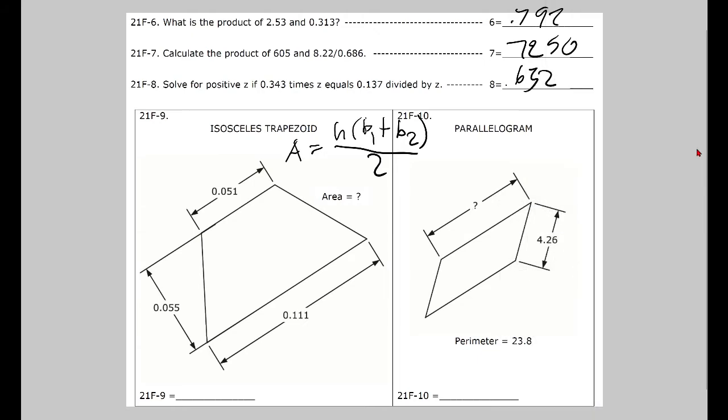So down here, I'm going to do 0.00446, and that should be my answer.